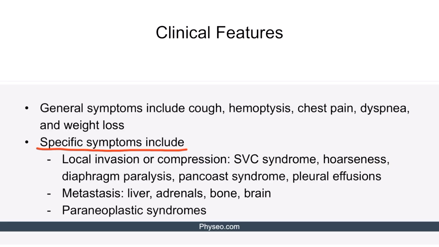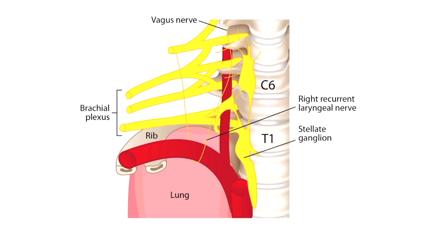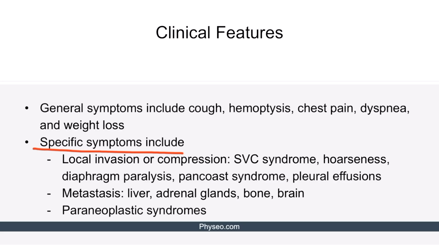Pancoast tumors can also compress the brachial plexus, resulting in shoulder pain that radiates down the arm. Recall from our Step 1 pathology lectures that superior sulcus tumors, or apical tumors, can involve the C8 and T1 to T2 nerve roots due to their close proximity to them. This leads to shoulder pain that radiates down the arm. Involvement of the pleura, usually in peripheral tumors, can lead to malignant pleural effusions.